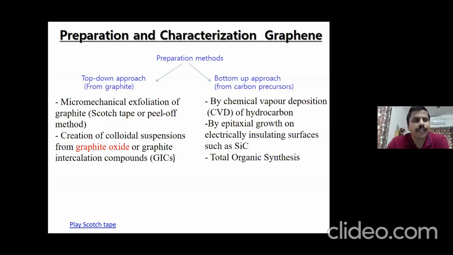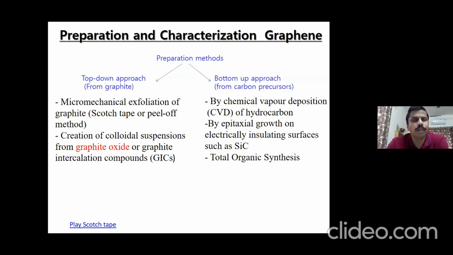So how will you make this material out of the bulk graphite? It's a very simple method. There are different methods available, basically the top-down process or the bottom-up approach. For top-down, you use bulk graphite, then micromechanical exfoliation, like the Scotch tape peel-off method I mentioned, to peel each sheet one by one. Also you can make colloidal suspensions of graphite oxides, and make graphene from that.